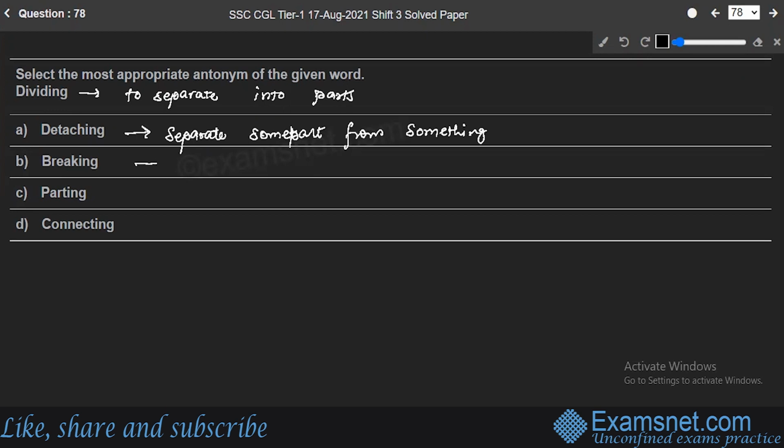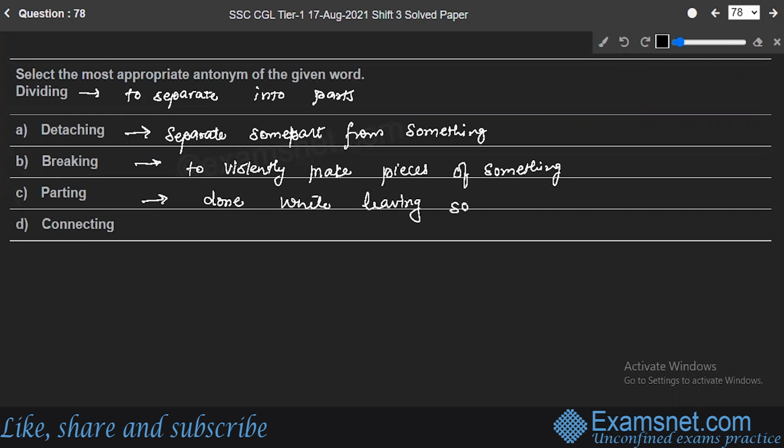Okay. Breaking means to violently make into pieces, violently breaking or violently make pieces of something. Parting is when you leave someone, done while leaving someone. Connecting means joining something or someone. Okay, so the given word was dividing, that means to separate into parts, and the antonym, that means the opposite word of dividing, is connecting.